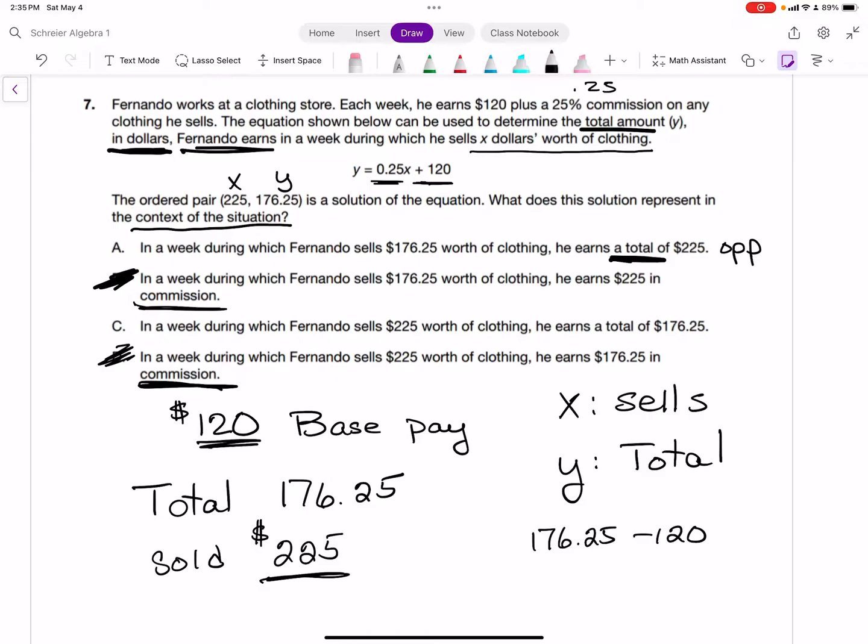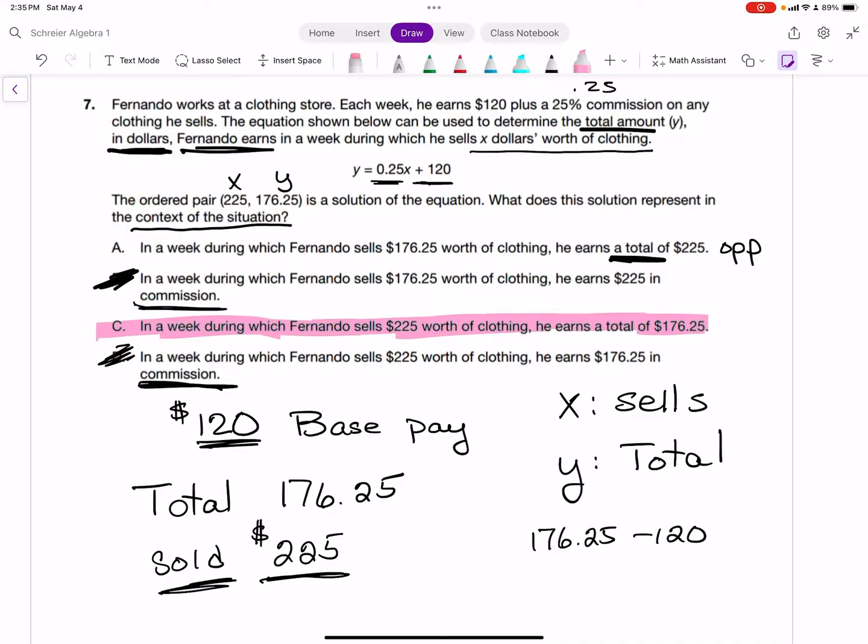So now I'm down to A and C. C is looking better, but let's read it. It says, in a week during which Fernando sells $225 worth of clothing, so that's what we figured out, he earns a total of $176.25. So that makes the most sense. So it is answer C.